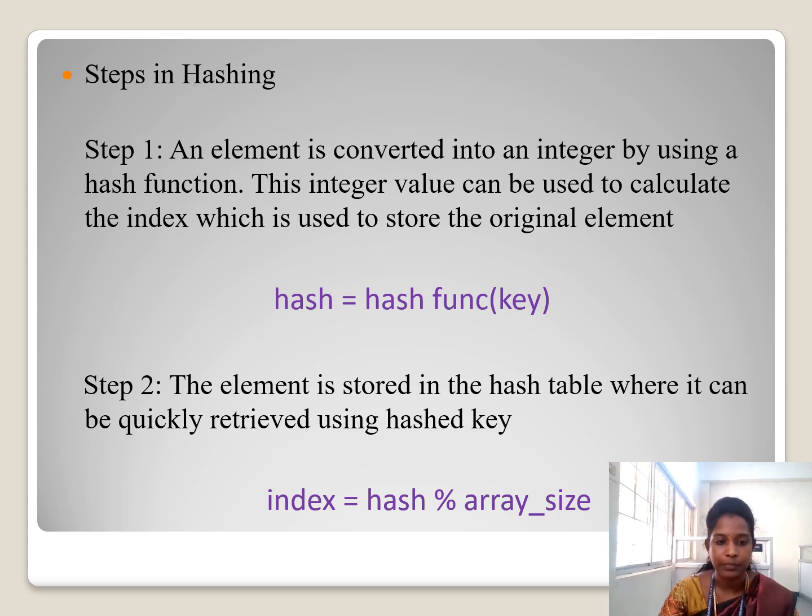The second step is that the element is stored in the hash table, where it can be quickly retrieved using the hash key. Using this key, we retrieve the data. Using this index value, we can easily search and retrieve the data. For this purpose we are using hashing. So we have to follow these two steps for performing the hashing technique.